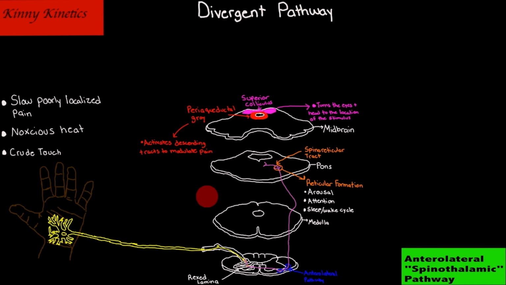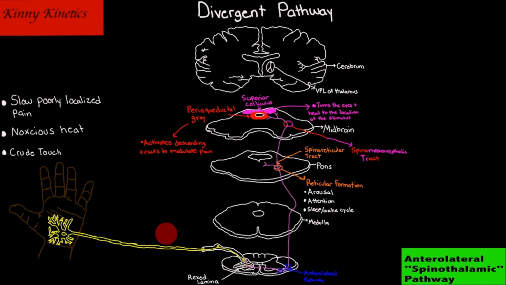The superior colliculus turns the eyes and head to the location of the stimulus. We are able to orient our eyes and head to the stimulus to make sure that we are not in danger. We will talk more about how this works through the tectospinal tract. The signal travels up to the periaqueductal gray and the superior colliculus in the midbrain. This is known as the spinomesencephalic tract.